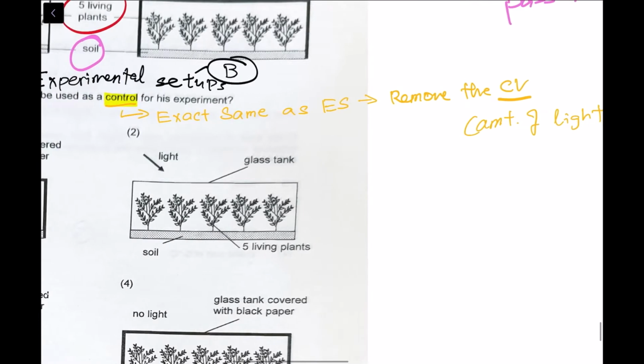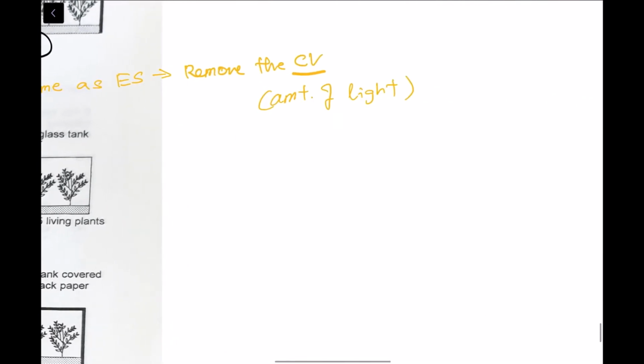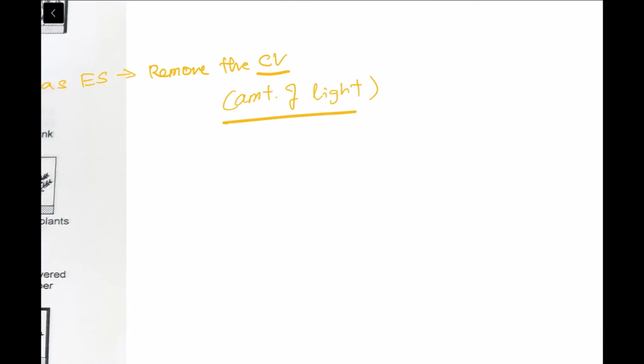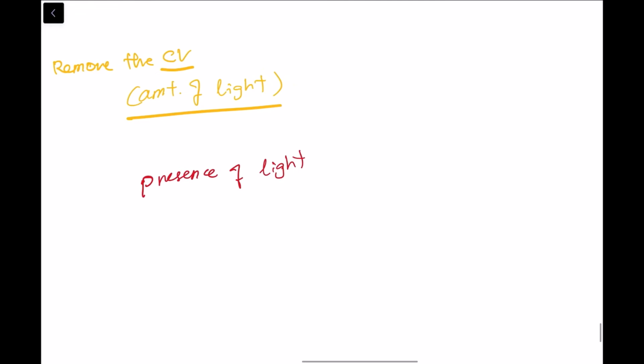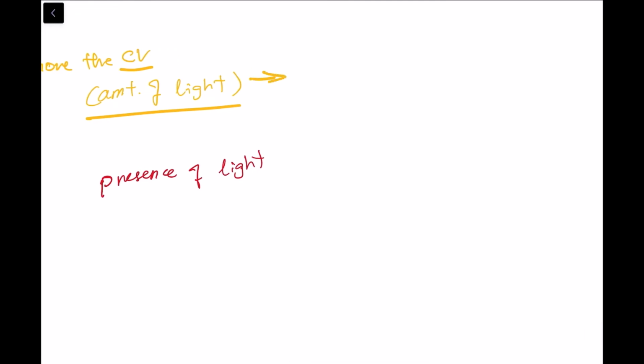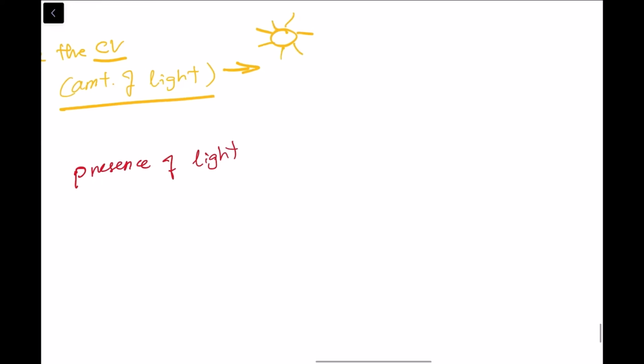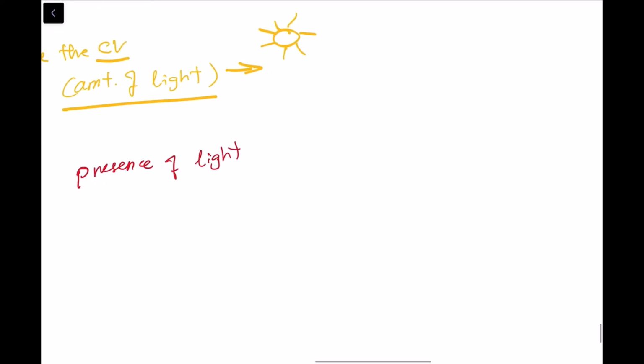So now here is a catch. Many students get confused between two phrases. One is amount of light, and the second one is presence of light. These two might seem similar, but in actual fact, they're very different. Let me explain why. Amount of light is when you have a light source present in all experimental setups, and the light intensity within each setup is different.